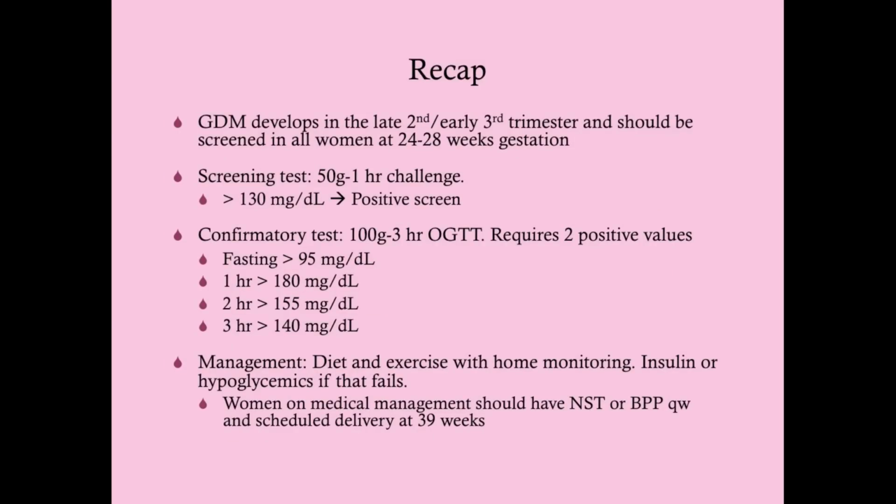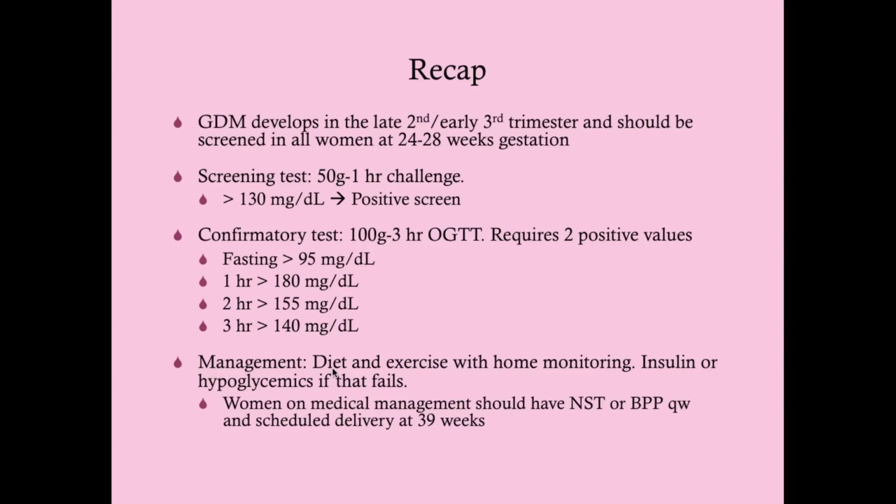So to recap, gestational diabetes develops in the late 2nd and early 3rd trimester and should be screened in all women at 24 to 28 weeks gestation. The initial test is the 50-gram 1-hour challenge, and a positive screen would be more than 130 milligrams per deciliter. The confirmatory test, the test you need to diagnose gestational diabetes, is the 100-gram 3-hour oral glucose tolerance test, and this requires 2 positive values: the fasting over 95, the 1-hour over 180, the 2-hour over 155, or the 3-hour over 140. Remember, if the fasting is beyond 125, then she has overt diabetes. You make the diagnosis of overt diabetes right there. You don't even need to do the oral glucose tolerance test.